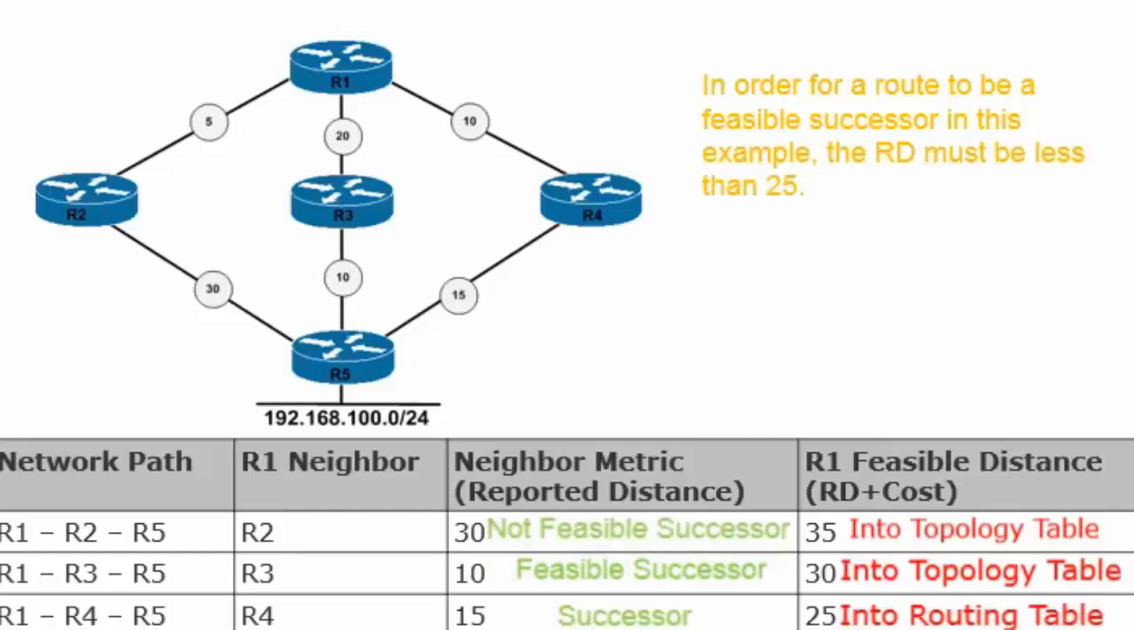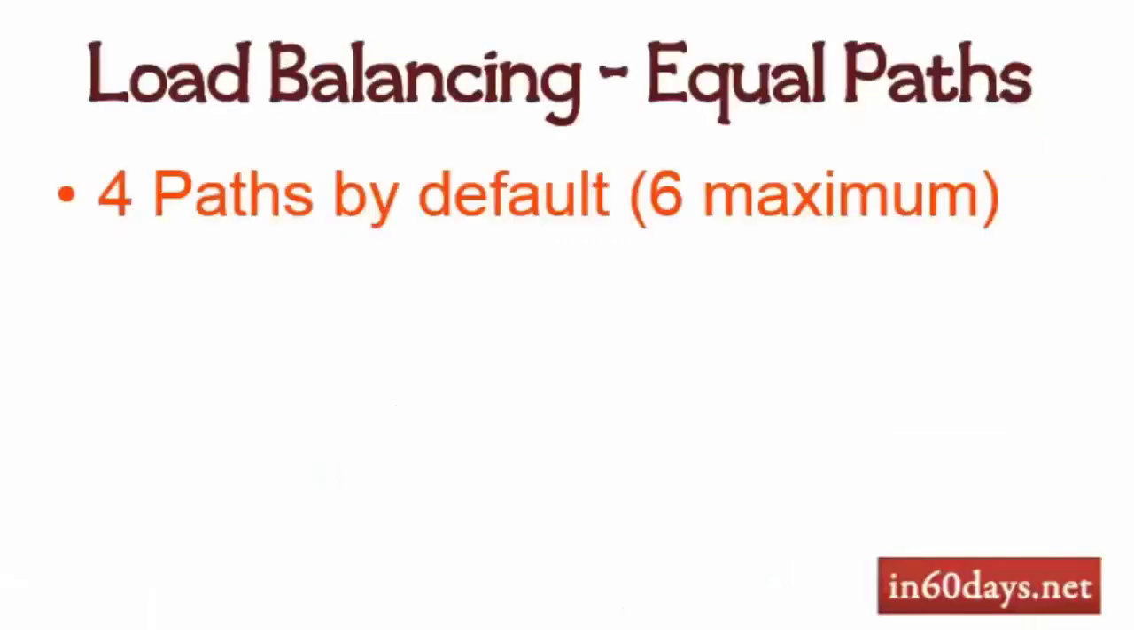And the third best route just doesn't have a name really. I've put not, it's not a feasible successor, not at the moment. But if the main route went down, then the values would slide down. So the successor would be the second best route, as we see it on the table, and the feasible would be the third best route. Now, in order for a route, I'm just going to the top right in gold now, in order for a route to be a feasible successor, in this example, the reported distance must be less than 25. So the point of all of this is to stop any routing loops happening on our network.